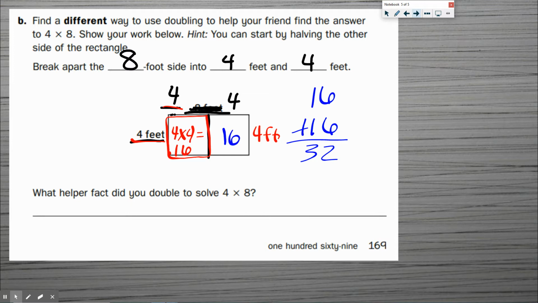Remember, I always say I like math because there are so many different ways that you can solve something. So what helper fact did we use to solve it? This 4 times 4, sorry, equals 16. That's the helper fact.